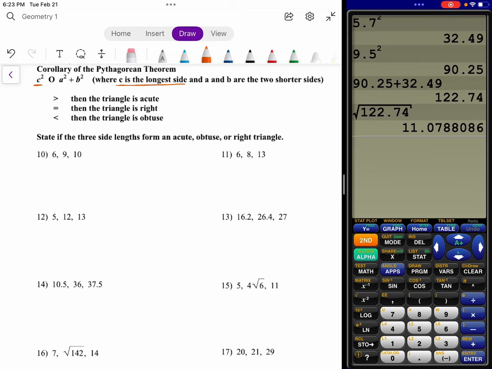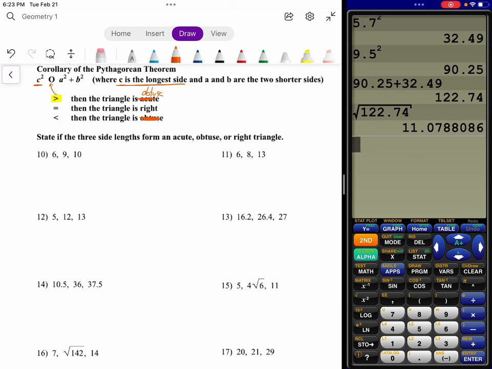Those are the 2 shorter sides. Now this isn't just longest side and the 2 shorter sides, and then we compare them. And that's what this part says down here. If the longest side squared is greater, so if we put a greater than in this blank, then it's, I have this backwards. If it's greater, this is an obtuse triangle. So make sure you change that on your paper.